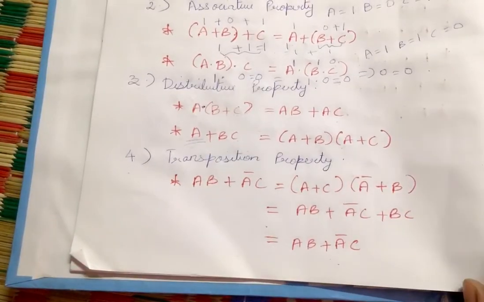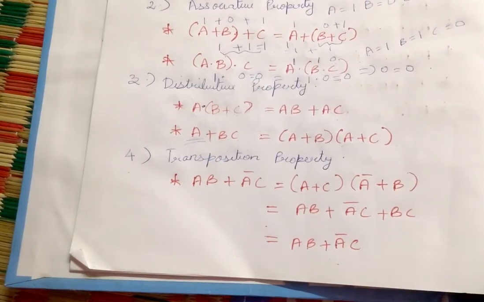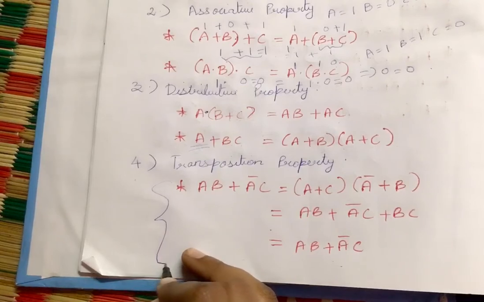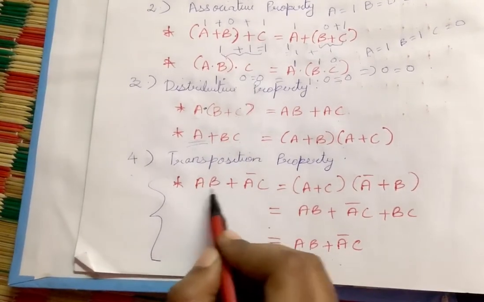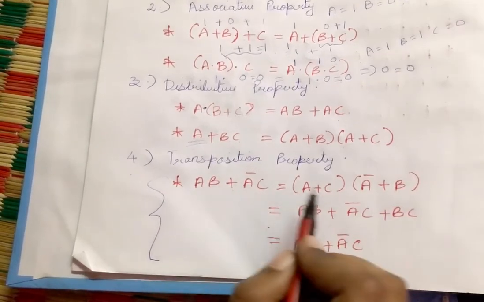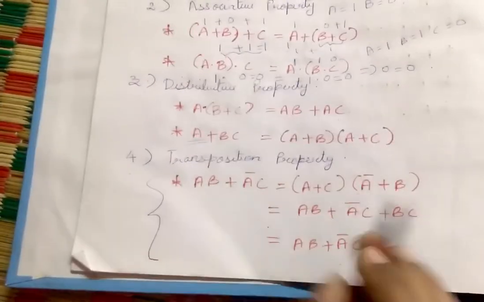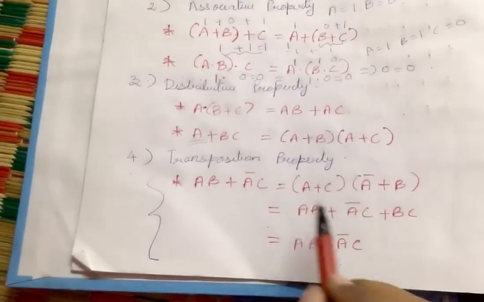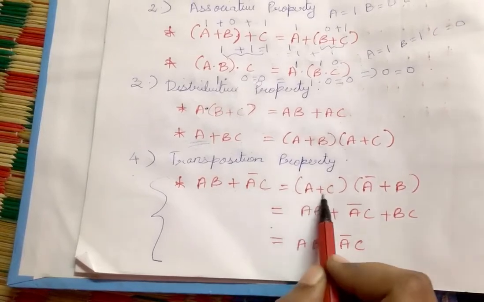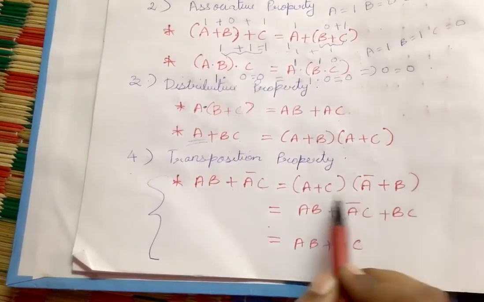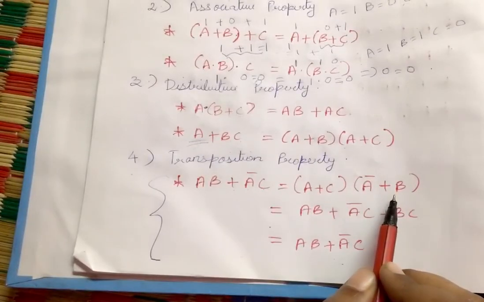The transposition property, how it is solved, I will explain in the consensus theorem. Here we will see AB plus A bar C is given. This can be written as per the property. Here this is satisfying this condition they are saying. So whatever is there, (A plus C) bracket (A bar plus B). This is what the conditions say here.